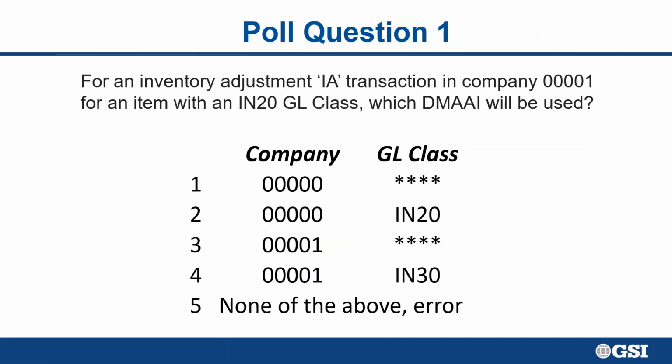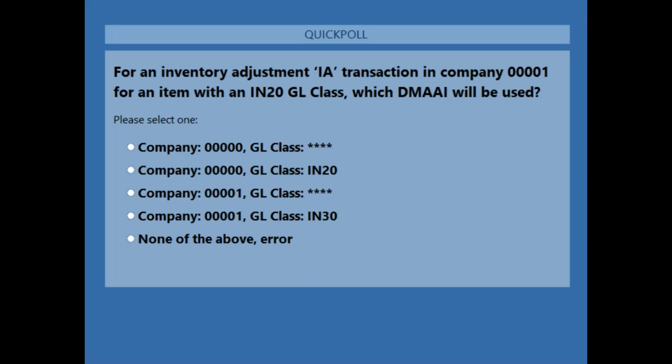Okay, so first I would like to ask a poll question. So let me get this question up there. So let's say we're doing an inventory adjustment in company 1 for an item with an IN20 geo class code. So of my choices here, which GL class would be used? And let me launch this. And you will have a chance to vote on this. Okay, so if you would just choose the one you think is correct, and we'll wait about a minute or so, and then we'll see where we stand.